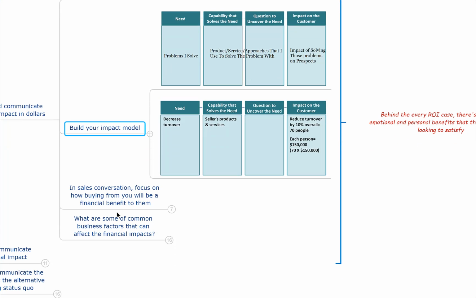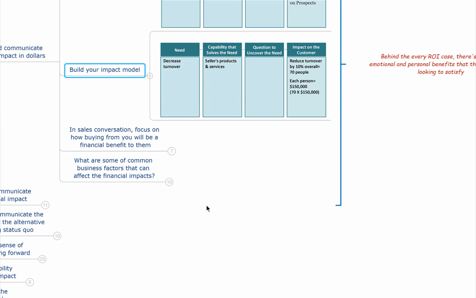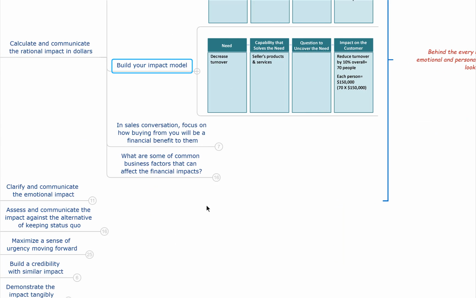For example, if you're in the business of decreasing turnover, you are writing decreasing turnover in the need box. In the capability that solves the need box, you're writing your services and products, and you're tailoring your questions in those sections. And in the impact on the customer box, you are writing something like reducing turnover by 10% overall and saving 70 people, and thus creating $150,000 times 70, and you are saving around $10 million for your customer. In sales conversations, focus on how buying from you will be a financial benefit to them.